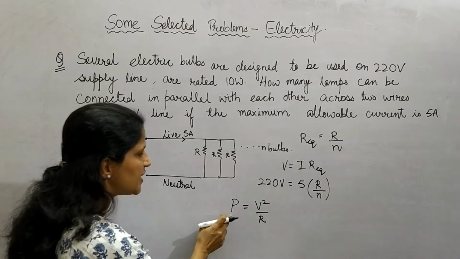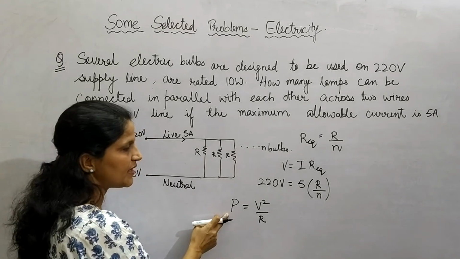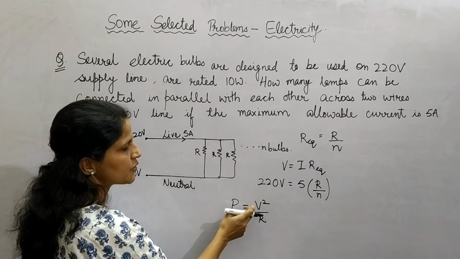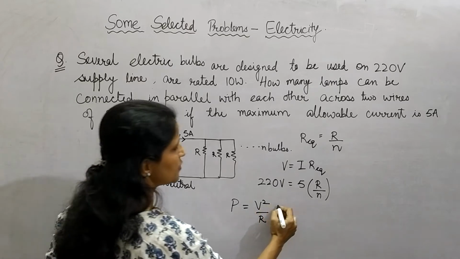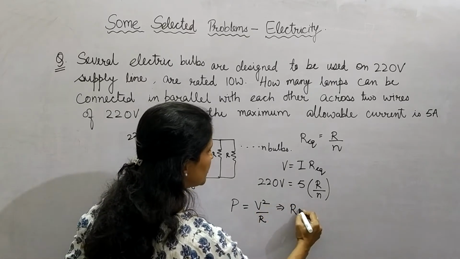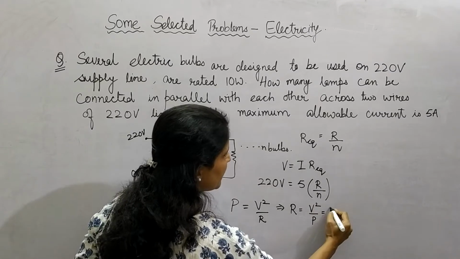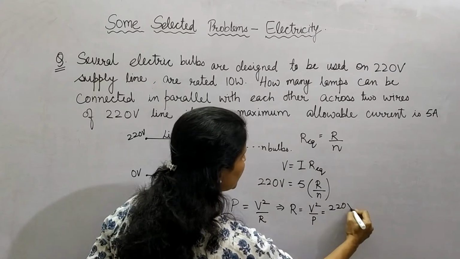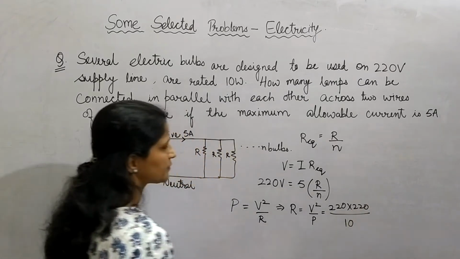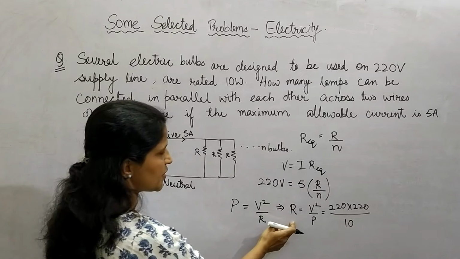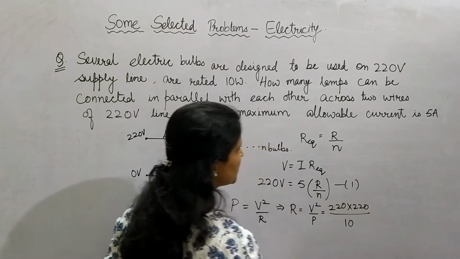तो इसको अगर हम इस वाले फॉर्मूले के हिसाब से देखें तो power delivered by the bulb will be equal to the square of potential difference divided by the resistance of the bulb. Using this formula, I can find out the resistance. Resistance will be equal to V square upon P. The value of V square will be 220 multiplied by 220 divided by the power, which is 10. Now I can substitute this value of R in this. I may name it as equation number 1.